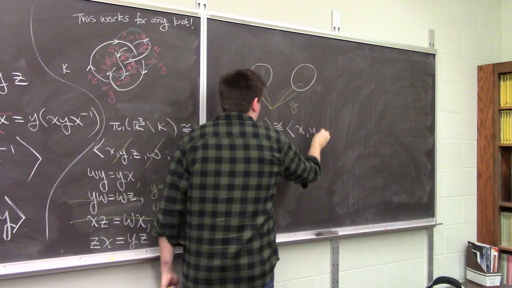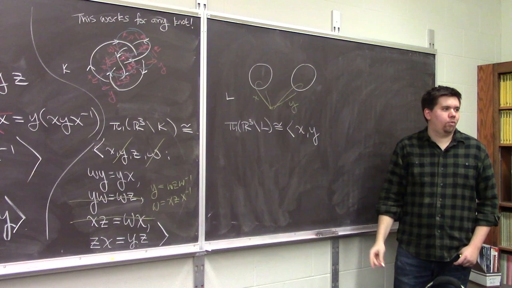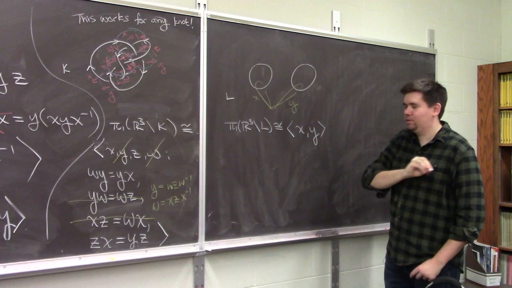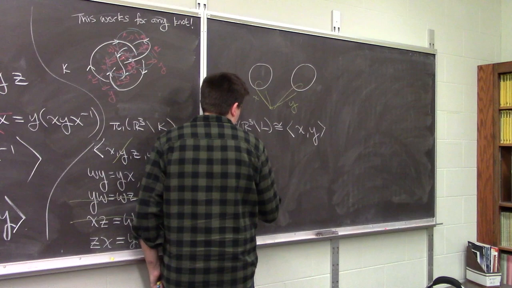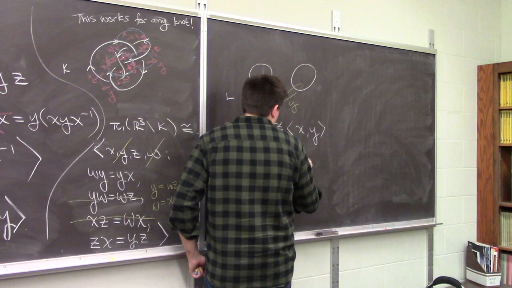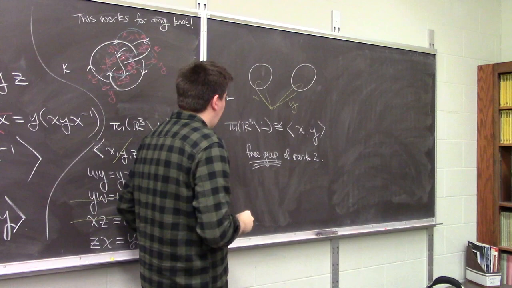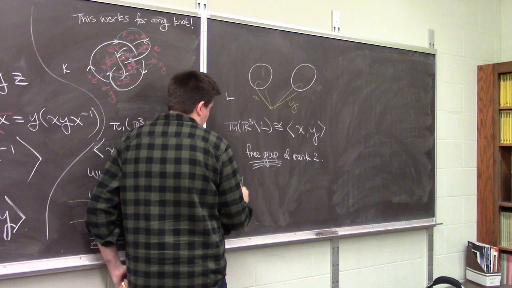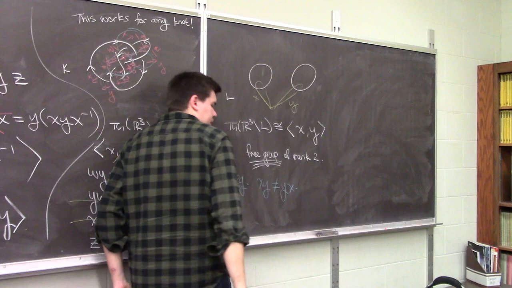And what are your relations between x and y? There are no relations. So that's it. This is called the free group, we could say of rank 2. It's with two generators, so we indicate that by saying the rank of the group is 2. But it's a free group. And you should notice that in this free group, xy is not the same thing as yx, because I don't have any relationship like that come out of it.